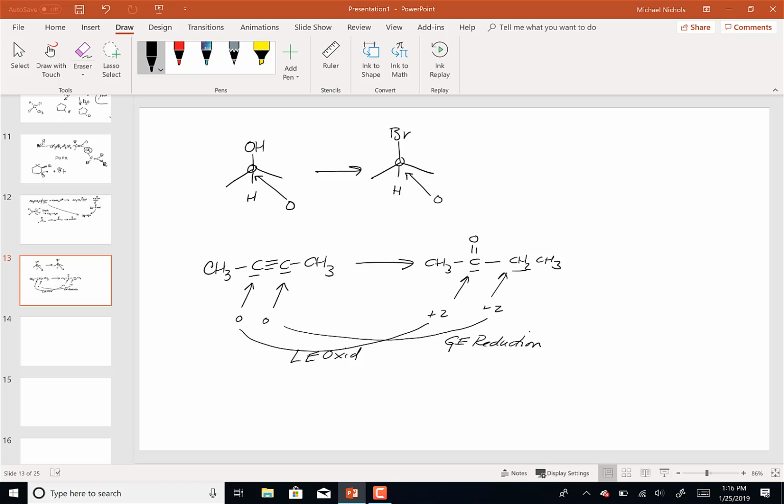And our typical oxidizing reagents are things like KMnO4, oxygen gas, osmium tetroxide, OsO4. Reducing reagents right now are just H2. So this one, how would I get from triple bond to ketone? What would I add?